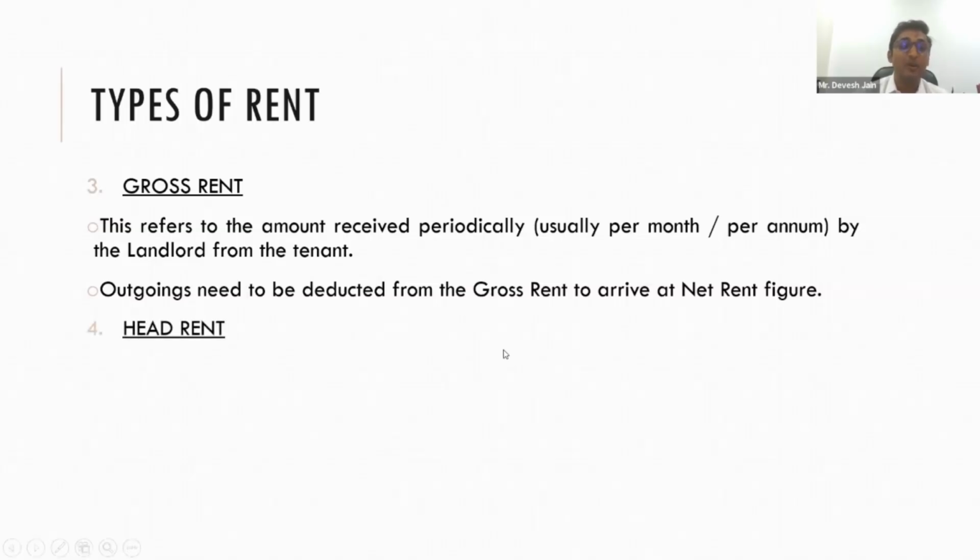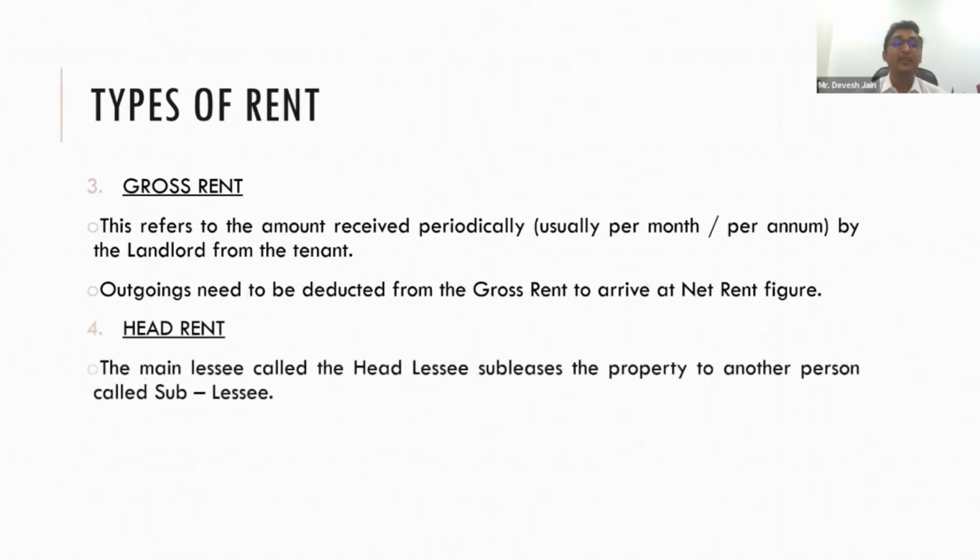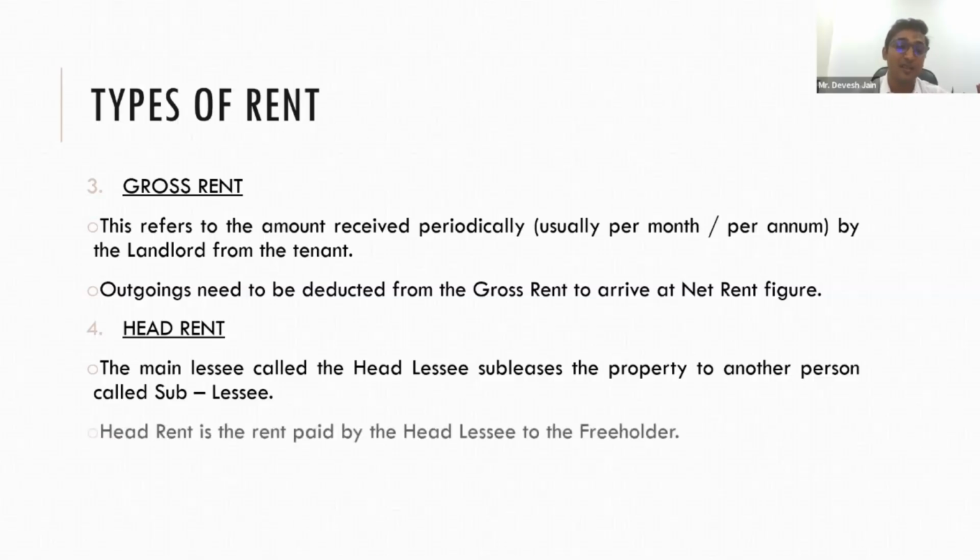Next is the head rent. Whenever a freeholder gives their property on rent and there is a clause of sublease, the lessee can sublease the property and collect a rent which is higher than the main rent. Then he can pay the head rent to the lessor and keep the difference with him, which is known as the profit rent. The main lessee is called the head lessee and subleases the property to another person called the sublessee.